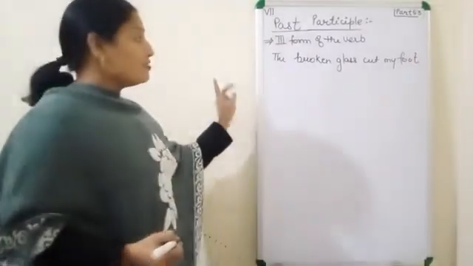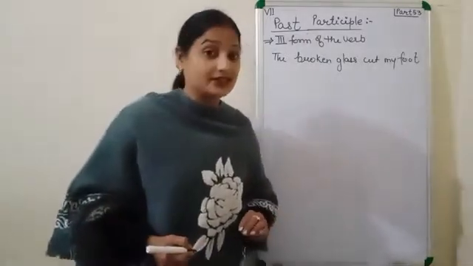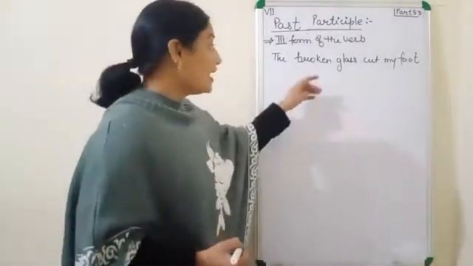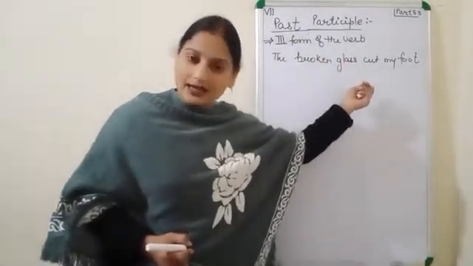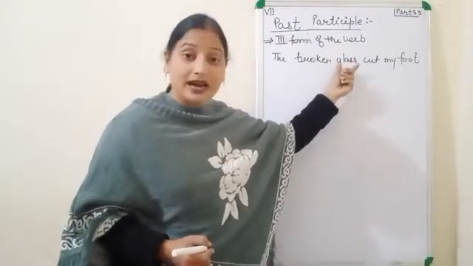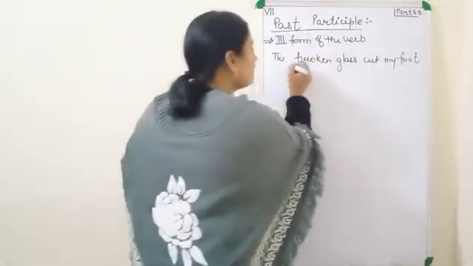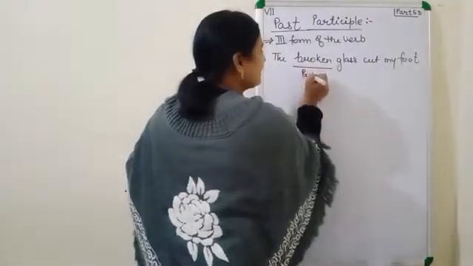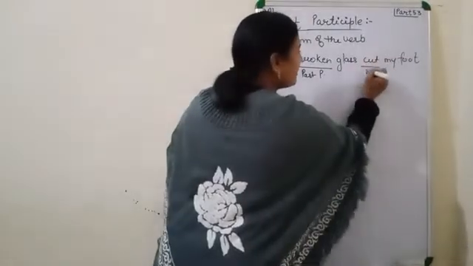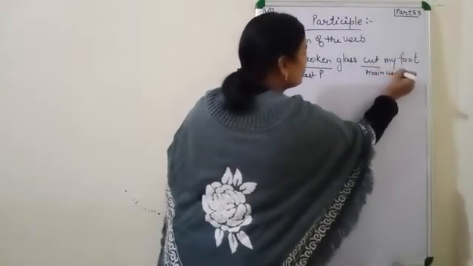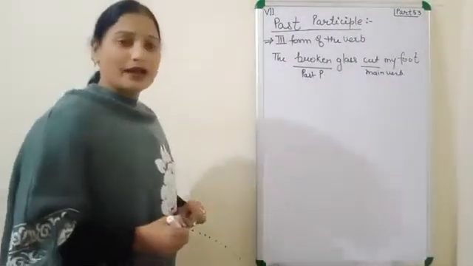Okay? From the sentence itself, it is 100% clear, children, that we are talking about the broken glass. And glass is a noun. How is the glass? The glass is broken. So this broken will be your past participle. And this will be your main verb. So the broken glass cut my foot.